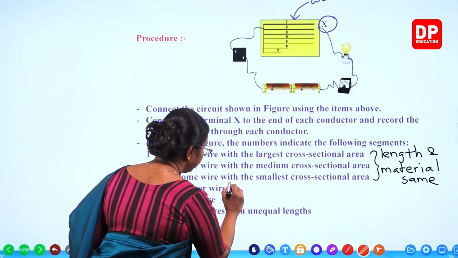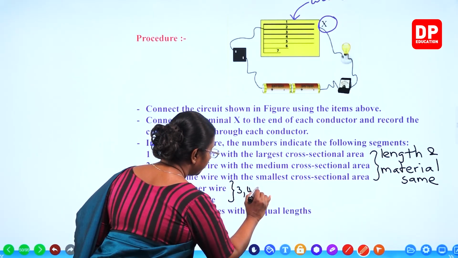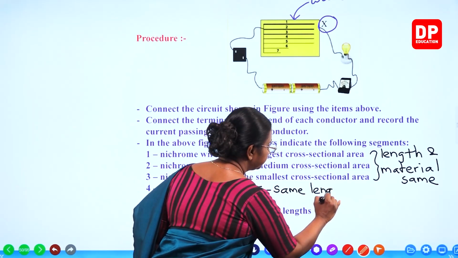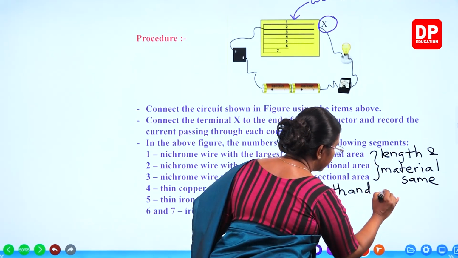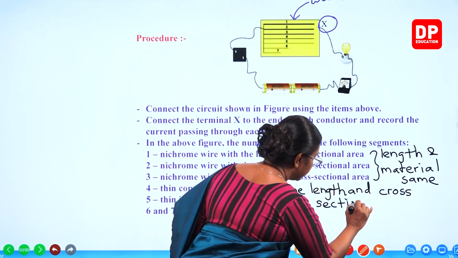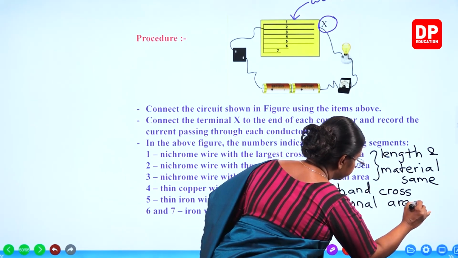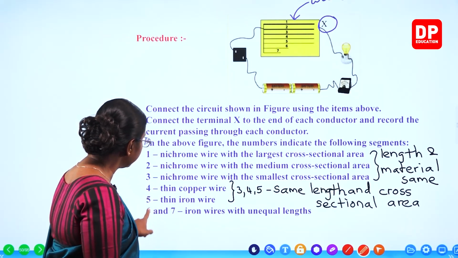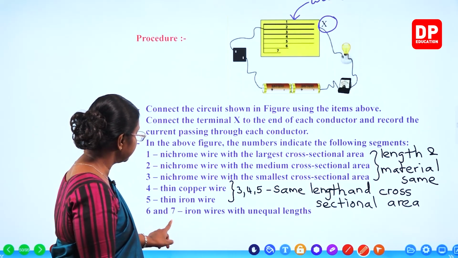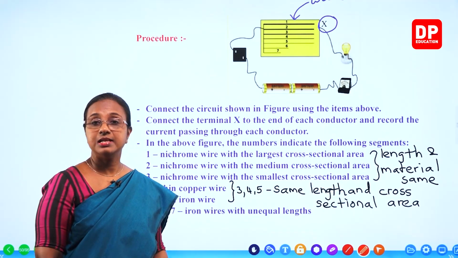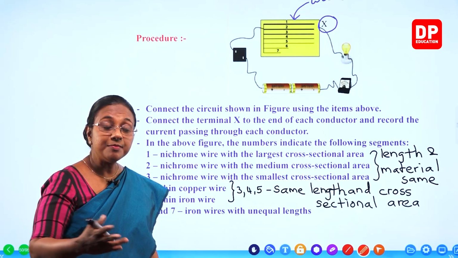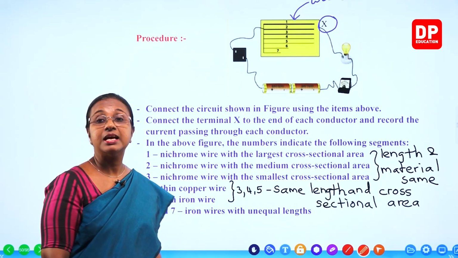So 3, 4 and 5: same length and cross-sectional area. And finally, 5, 6 and 7. All are iron wires. You can see thin iron wire, 6 and 7 iron wires with unequal lengths. So 5, 6 and 7 all are iron wires, same material, same cross-sectional area, but the length is different.